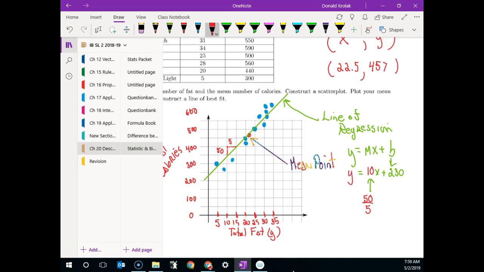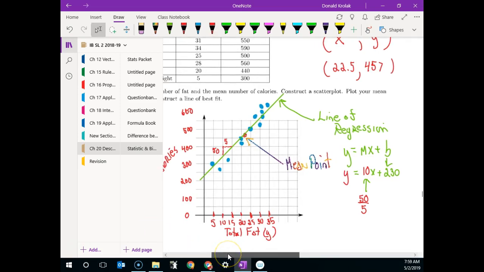So that's just a rough prediction: if we got the fat content of something, we could use that to predict what the total calories are by multiplying it by 10 and adding 230. And just from that line, you probably have a fairly strong confidence in your prediction. It's a fairly good fit.